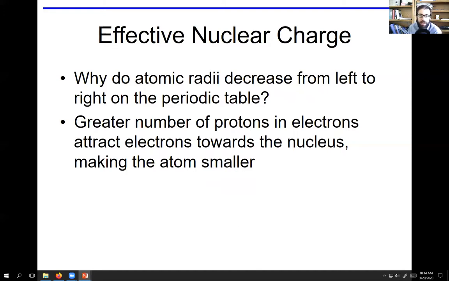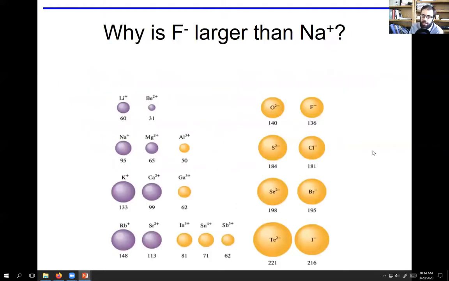Remember that almost all of the volume of an atom comes from the electrons. The nucleus is very compact in the center of the atom. And so that's where this trend comes from.